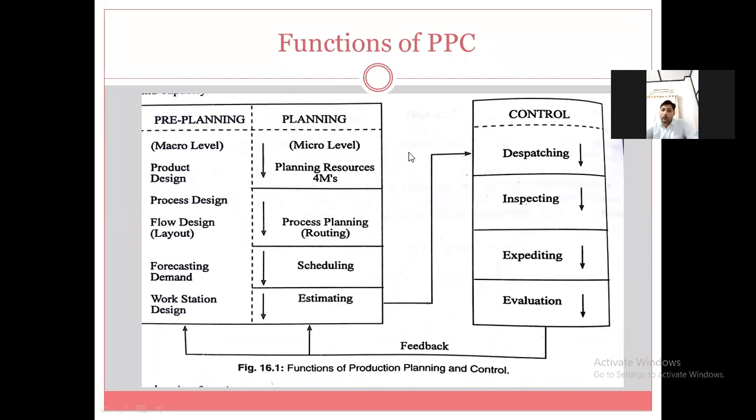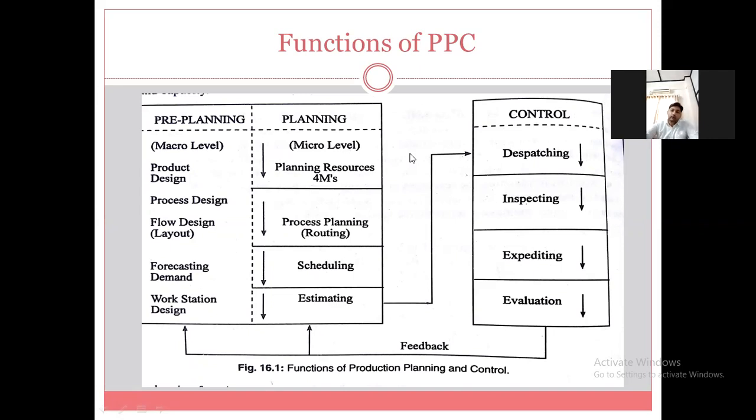Okay, estimating means how much time, or how much standard time, is required to produce one component on a particular machine. In that case, you have to take the help of an industrial engineer. You have to perform work measurement or work study, and find out the standard time required to perform a specific task on a specific machine. That is nothing but estimating.